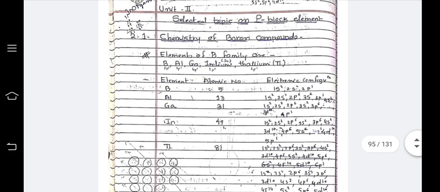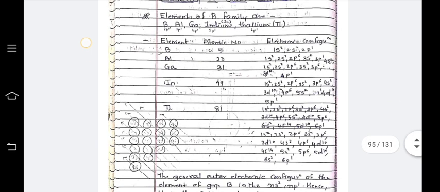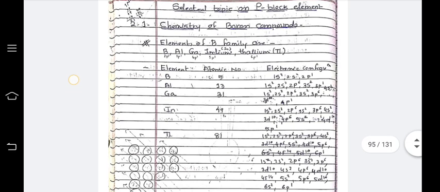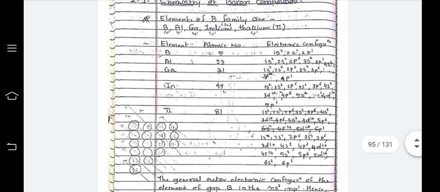So in case of the p block elements, a question will be asked: in the boron family, what is the atomic number of thallium? Options will be given there: 81, 82, 83, 84. So you have to choose one of them.